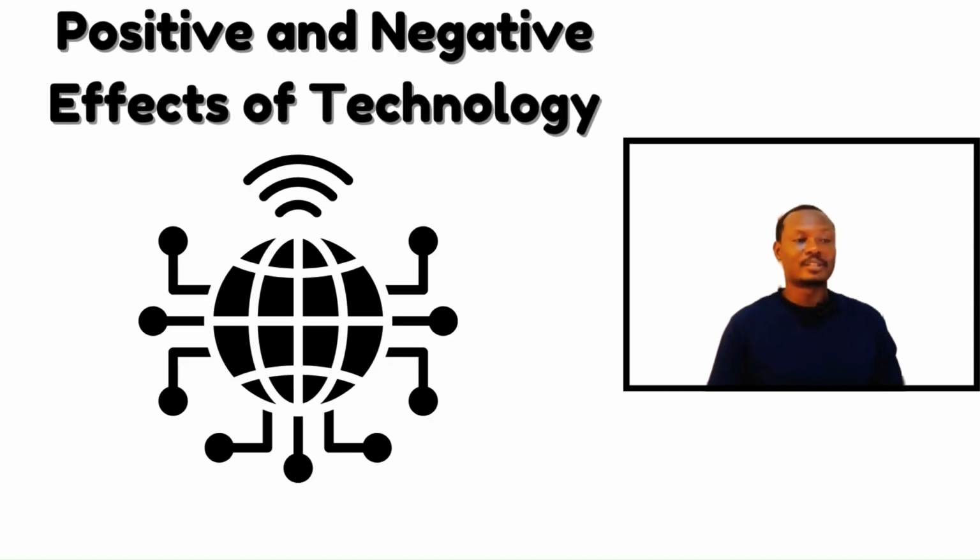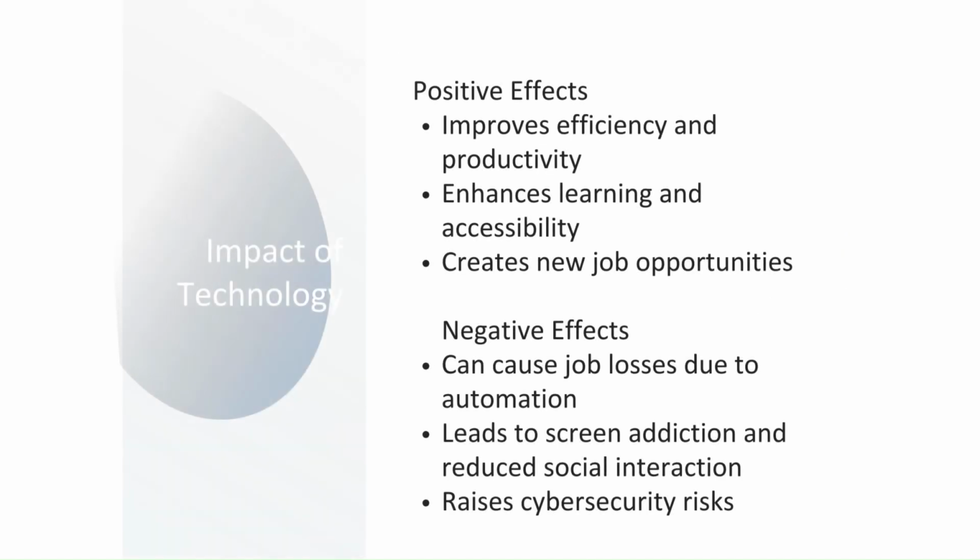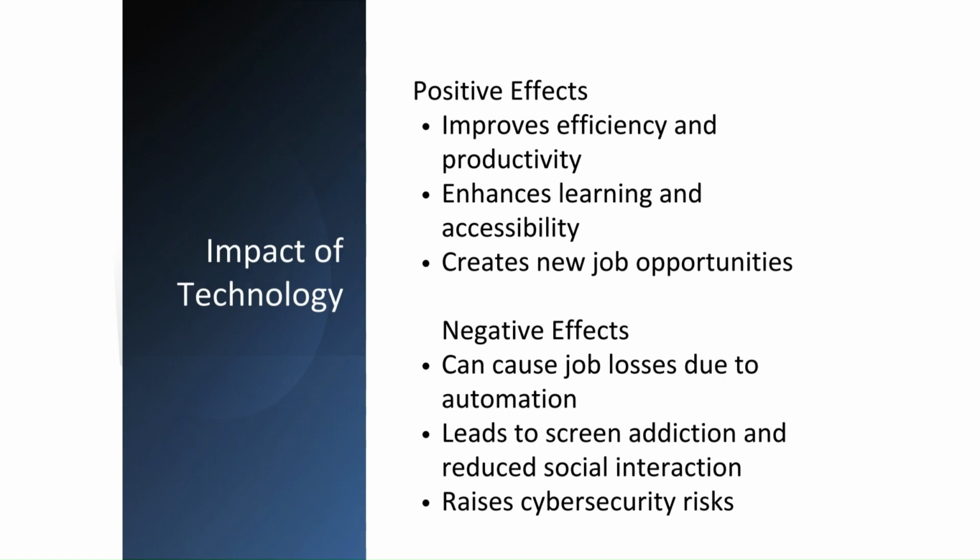Positive and negative effects of technology. What do you think are some of the positive effects of technology? Now it says improve efficiency and productivity. How does it improve efficiency and productivity? It says technology helps people to work faster and get more things done. Do you agree? For example, factories use machines to produce goods quickly. Now look at the number of people in the world. If humans are the ones producing drinks, do you think we have enough in our homes? The answer should be no, right?